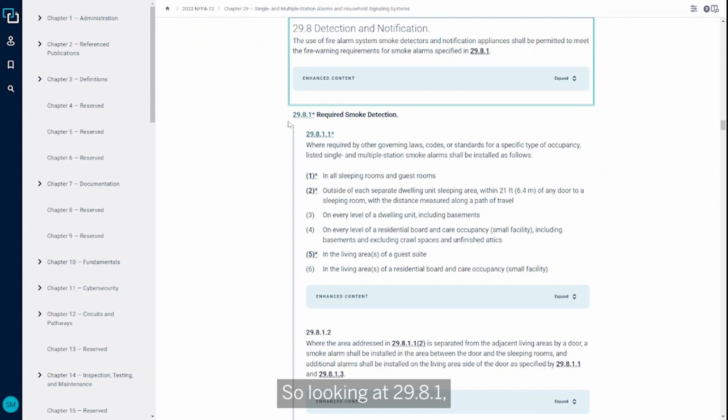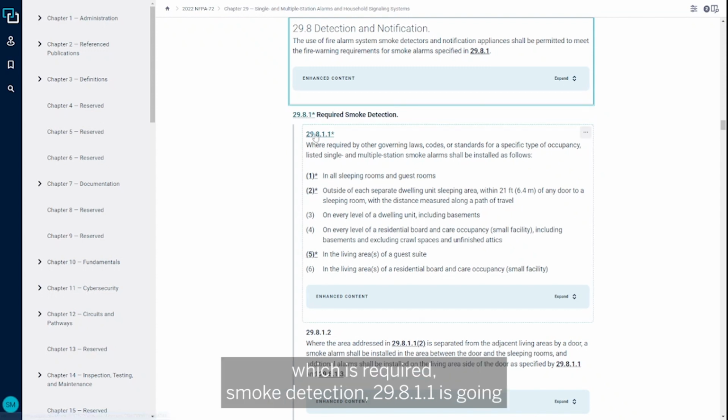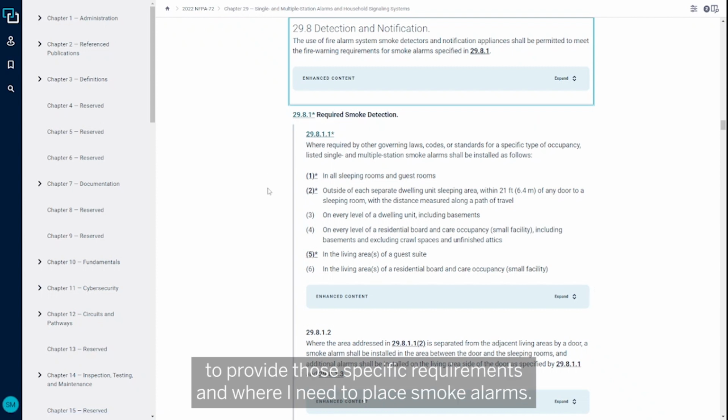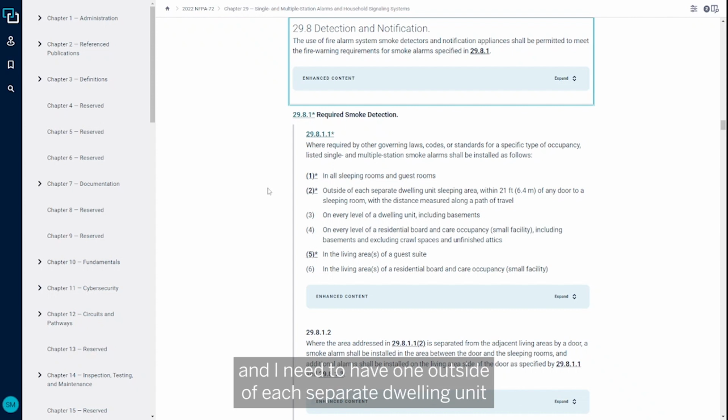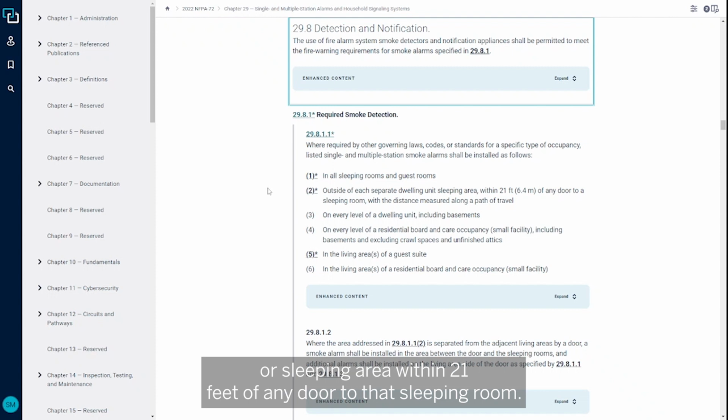So looking at 29.8.1, which is required smoke detection, 29.8.1.1 is going to provide those specific requirements and where I need to place smoke alarms. We're going to go through these requirements real quick. I need to have a smoke alarm in all sleeping rooms and guest rooms, and I need to have one outside of each separate dwelling unit or sleeping area within 21 feet of any door to that sleeping room.